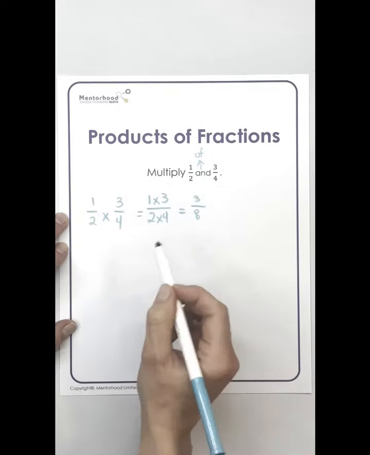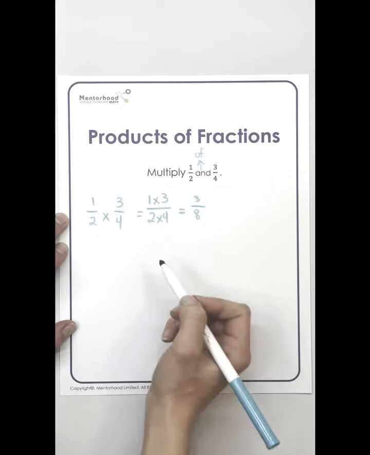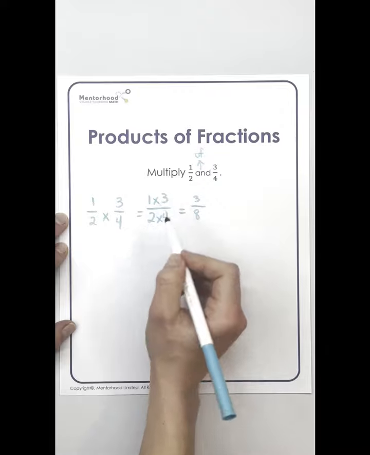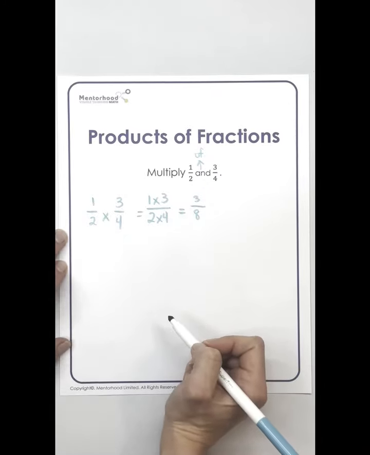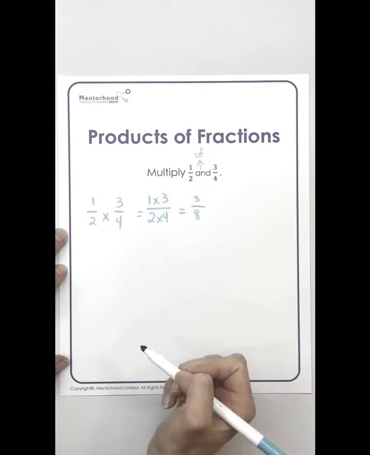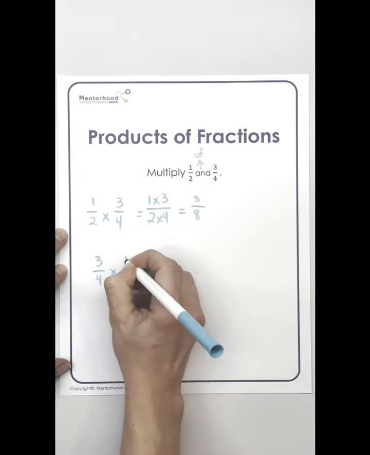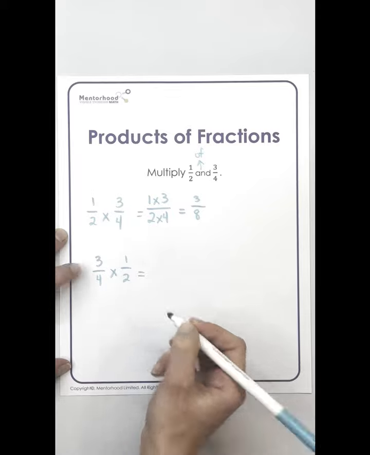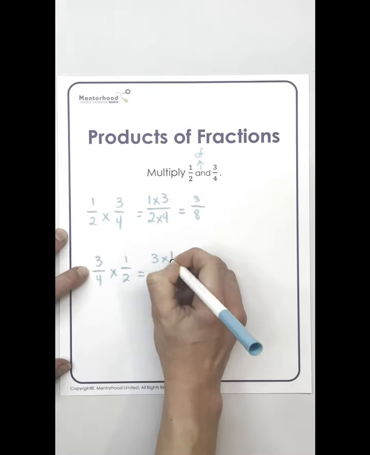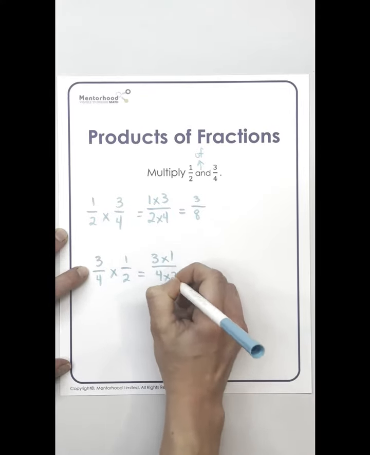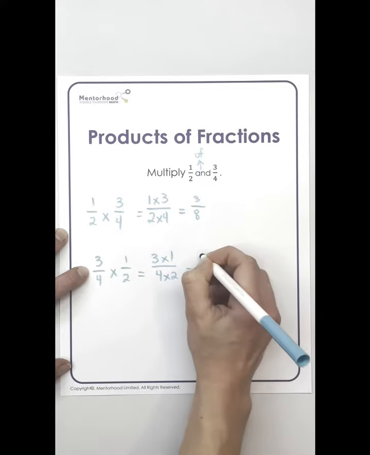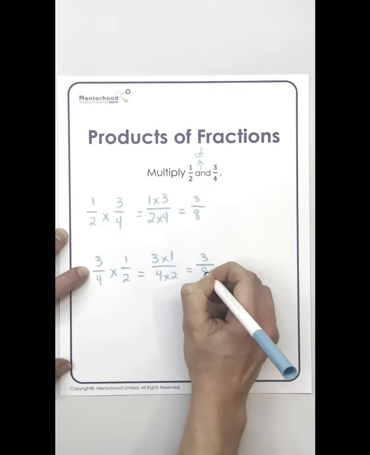Now, the neat thing about multiplying fractions is that it doesn't matter what order it comes in, as long as you end up with 1 and 3 on the top and 2 and 4 on the bottom. So let's see some other examples that would also give us 3/8. What if this was written as 3/4 times 1/2? Well, let's write it out. This would be 3 times 1 on the top and 4 times 2 on the bottom. 3 times 1 is 3. 4 times 2 is 8.